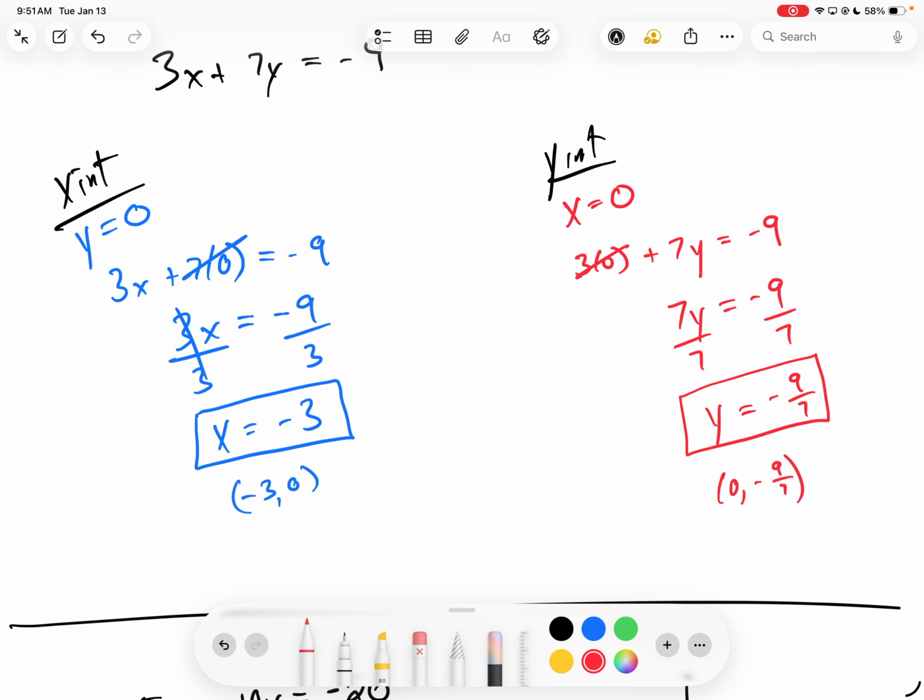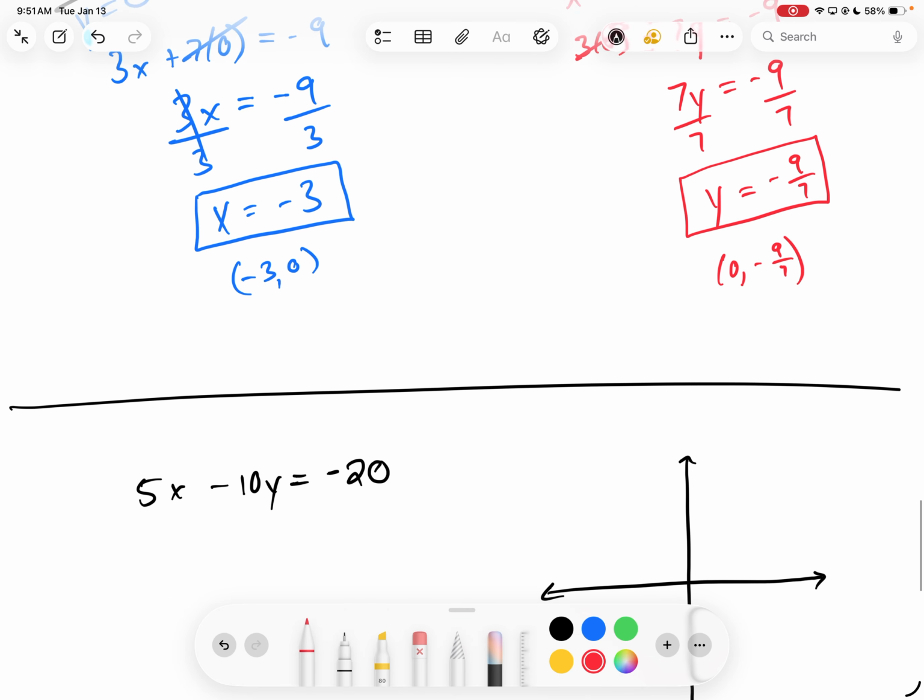So again, to find the x-intercept, you make y be 0. To find the y-intercept, you make x be 0. You just plug in 0 for the opposite one.